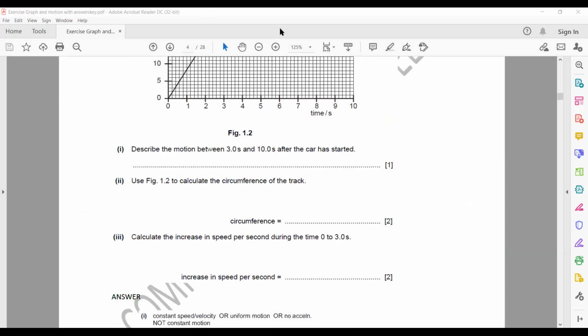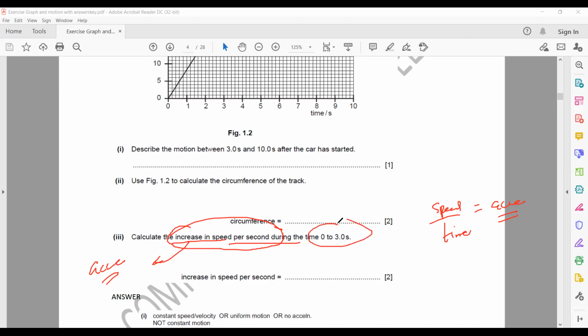Then the next part: calculate the increase in speed per second. What is the meaning of increase in speed per second? So basically, speed divided by time, or velocity divided by time, what does it give? It gives acceleration. Sometimes they change the wording, but instead of simply saying calculate acceleration, they say increase in speed per second. Actually, it means acceleration. From 0 to 3 seconds, we have to calculate acceleration.